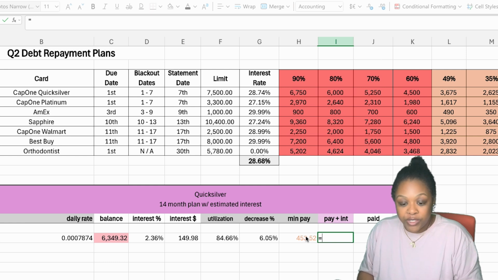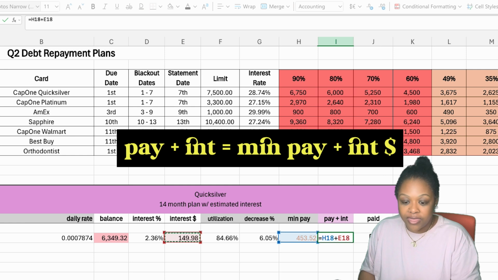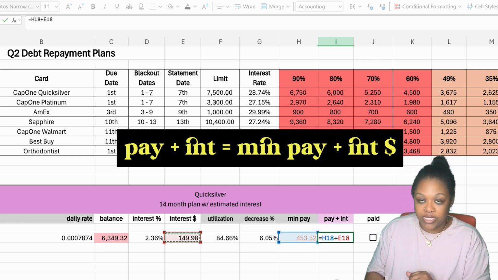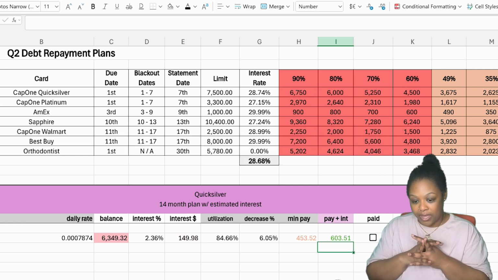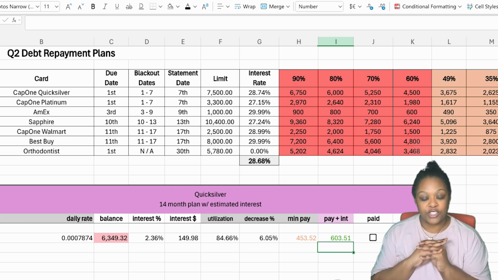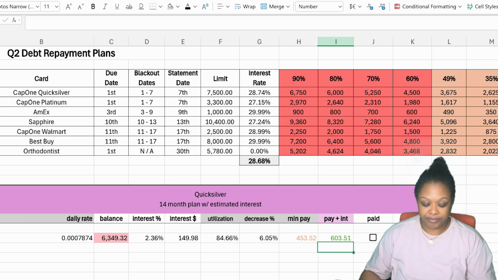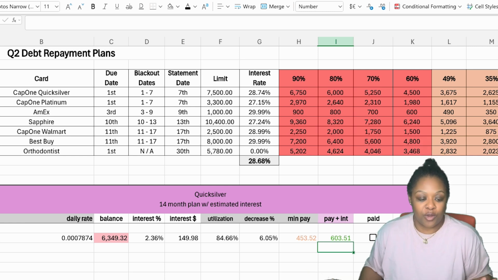So what we're going to do is take our minimum payment that we figured out plus the interest that we are predicting they're going to charge us, add that together, and then that's our payment. $603.51. Like I said, that's super aggressive, maybe too aggressive for me. I may need to change this around a little bit. Hey, I'm gonna try. We're putting it in God's hands at this point because that's all we can do, right?